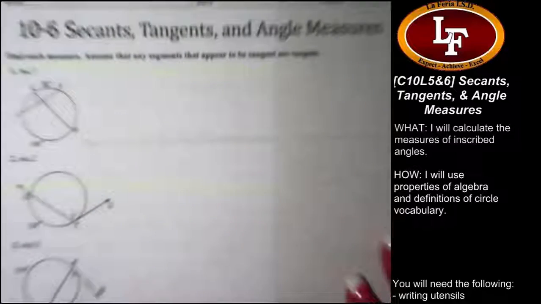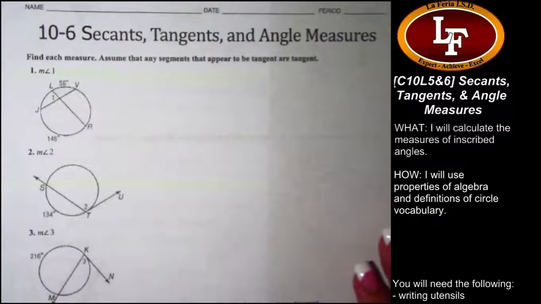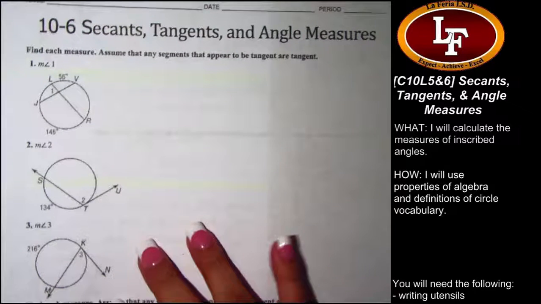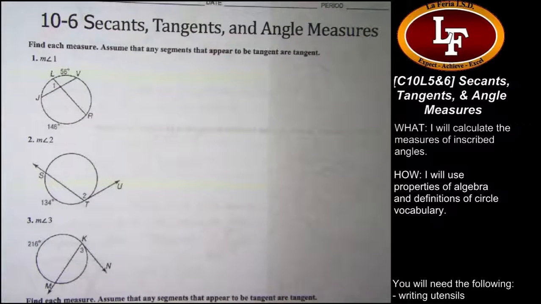Let's look at 10.6 very quickly. We're doing really good on time. You guys are super awesome. Secants, tangents, and angle measures. So this is going to be using all of the stuff that we talked about today. Number 1 is going to be very similar to the very first part of your notes where you're looking at the measures of inscribed arcs.